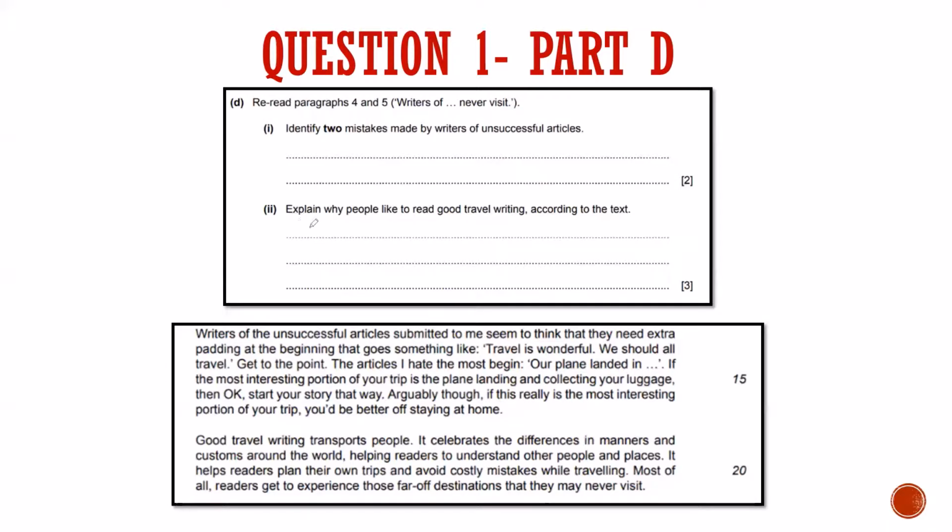Next question is: explain why people like to read good travel writing according to the text. It carries 3 marks here. See, it carries 3 marks. It means we're looking for 3 points from the text. We need to read paragraph 5 now. Paragraph 5: good travel writing transports people.